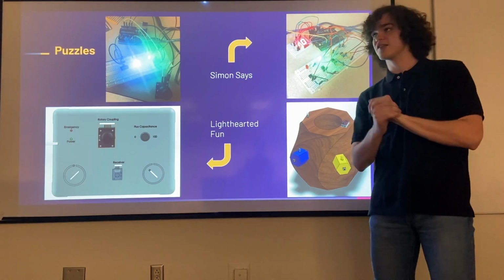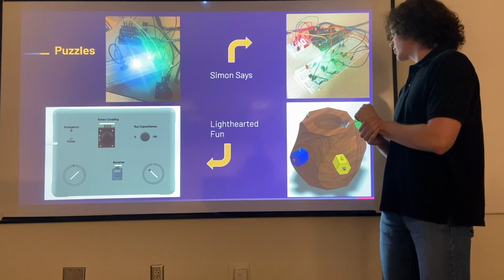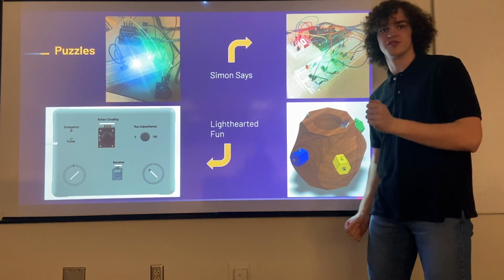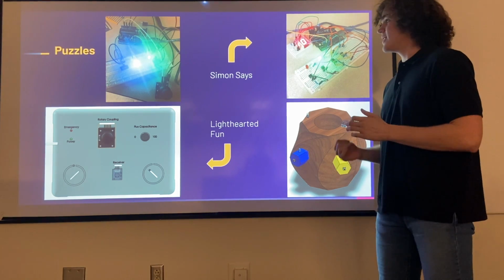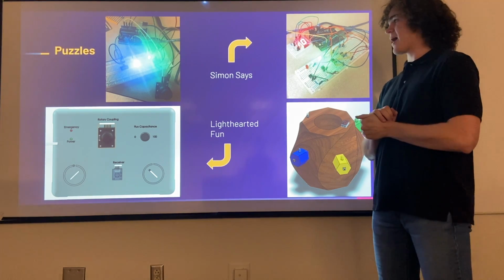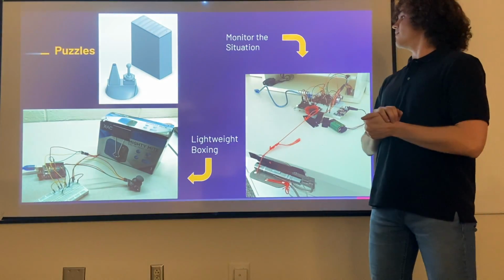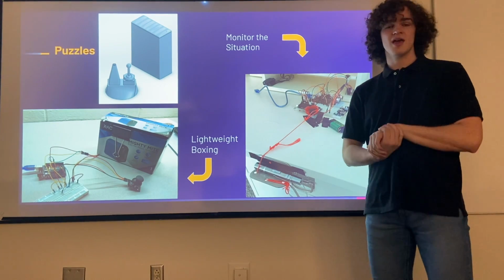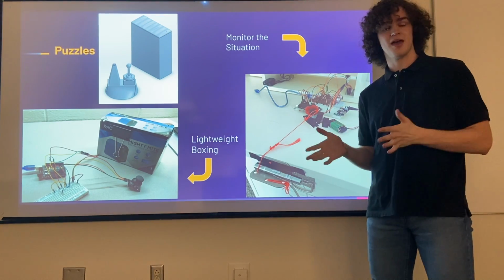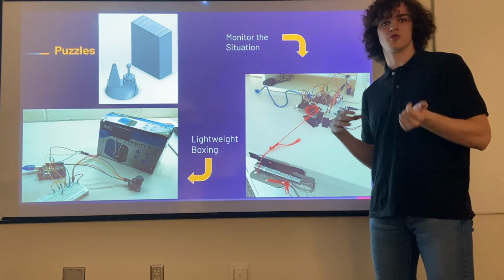So in Simon Says, they will be given a sequence of flashing lights, and so they will need to put it back in the order which it was given to them. Once they do that a total of 3 times with 3 separate levels, that will then give them a password, which they will use for the next puzzle of Monitor the Situation. So they will enter the password using an IR remote. The Monitor the Situation will then display a series of questions on an LCD monitor, which they must answer correctly.